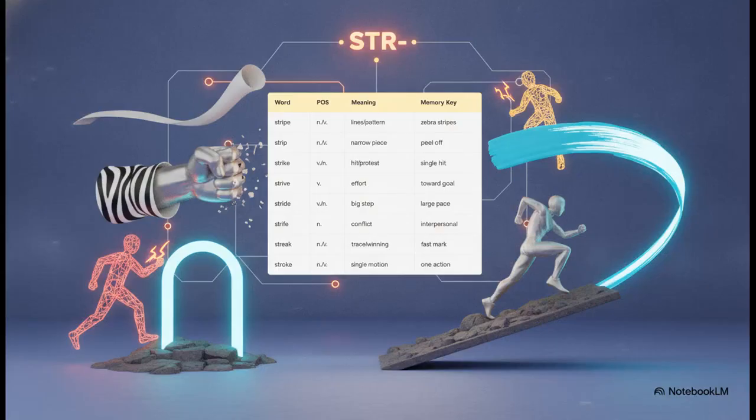Okay, let's lay everything out on the table so you can see exactly what we're dealing with. Here is the entire landscape of our 8 strip words. Rather than just brute forcing a random list, it's so much easier to group them by core concepts. We've got visual patterns with stripe and strip. We have actions of impact with strike and stroke. We've got forward momentum and effort with strive and stride. And finally, we have conflict or fast movement with strife and streak. Grouping them mentally like this is absolutely crucial. It's your first step to total mastery.